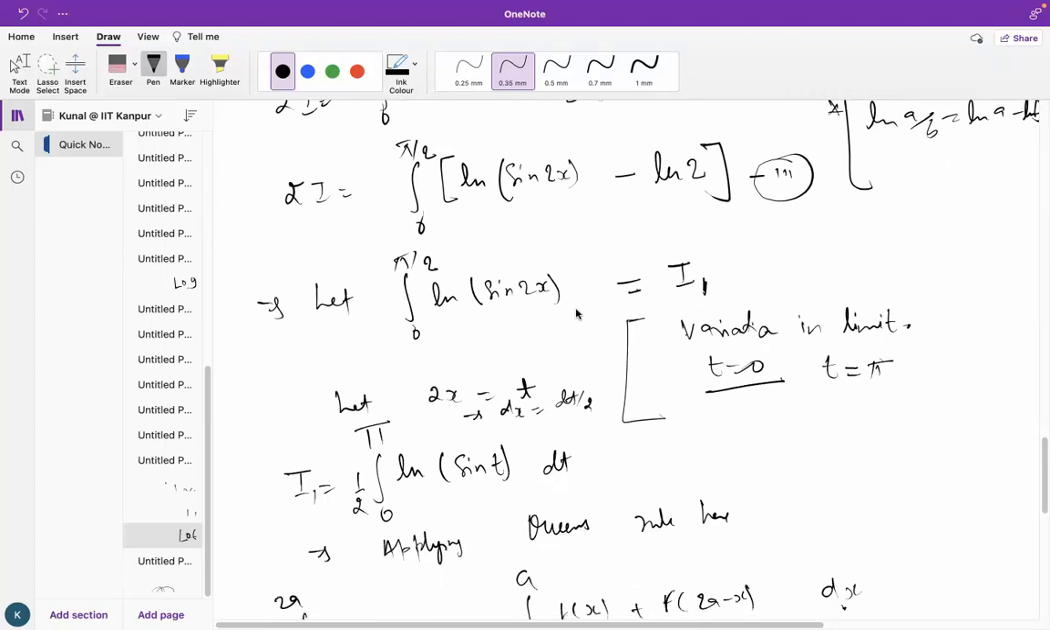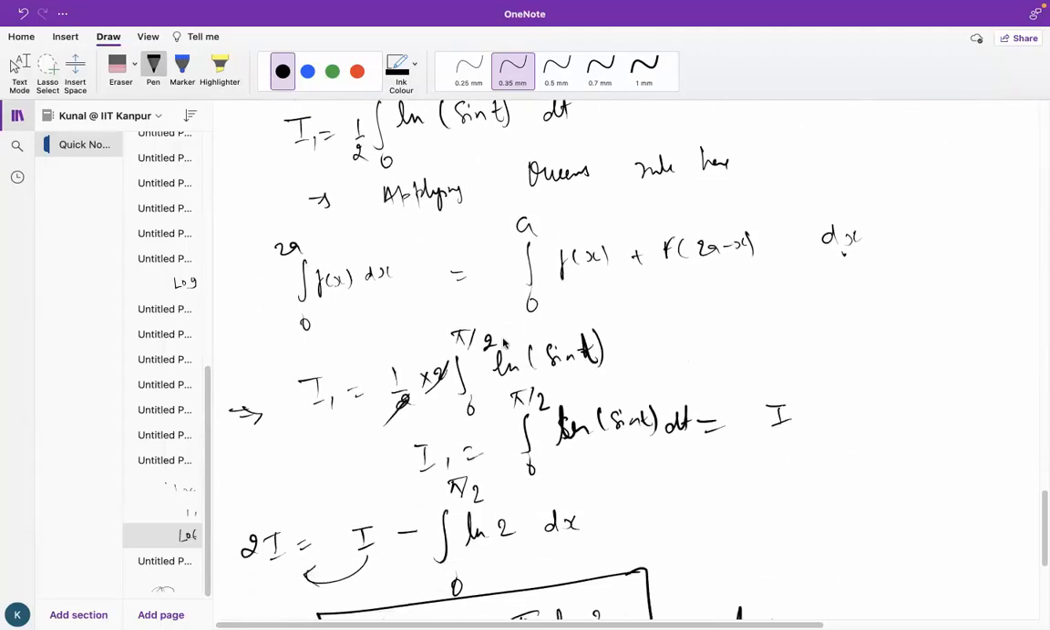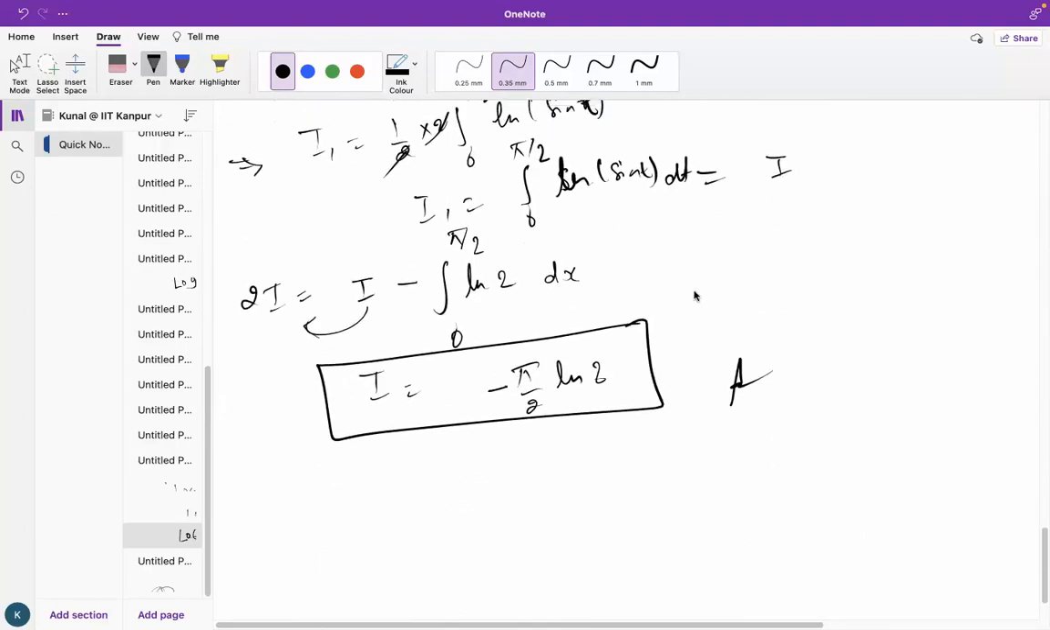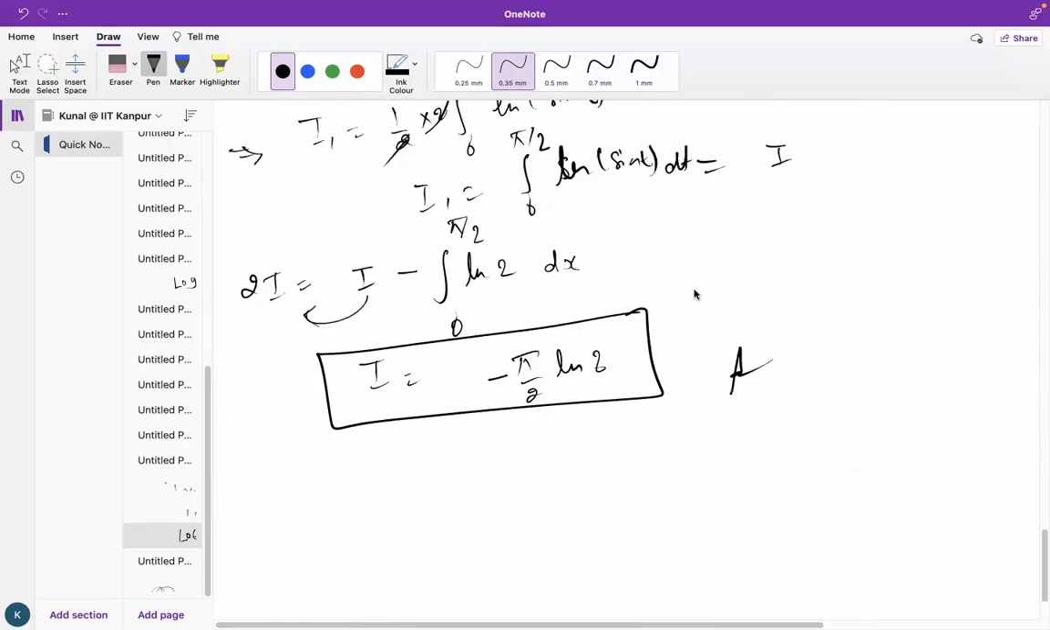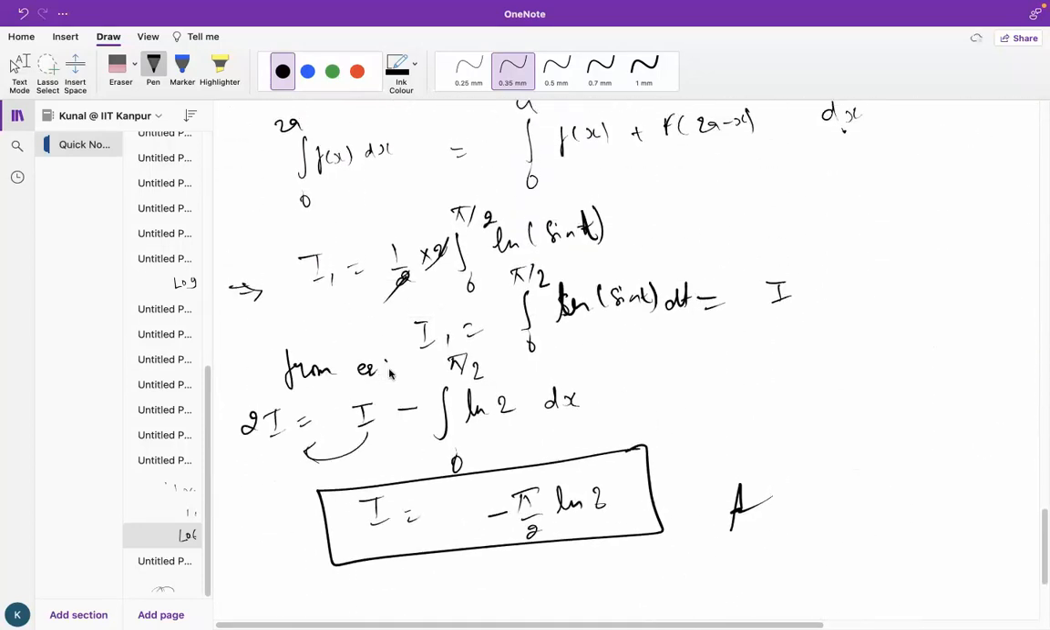Then what I try to do is assume that our integral from 0 to pi by 2 of ln sine of 2x is I1. This part is I1. And then substitute 2x is equal to t. And then we simply apply Queen's rule. So what we get, our I1 is equal to I, right? And then we go through equation third, which is here. Let me write here. From equation third, we get this point. I hope you all understand this.